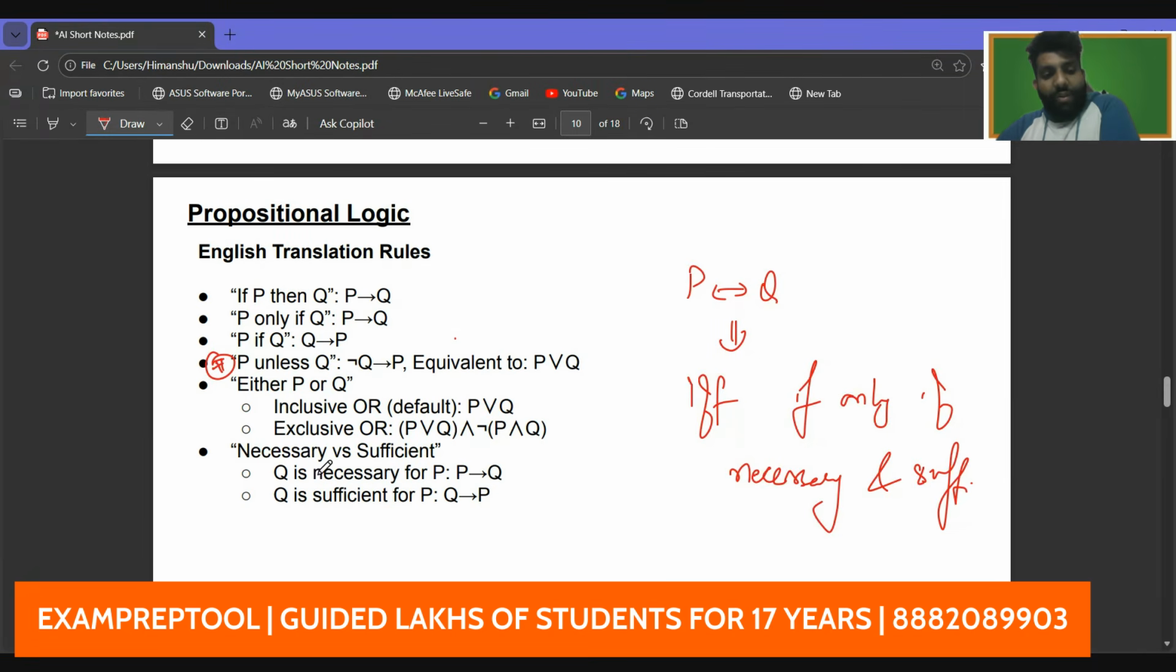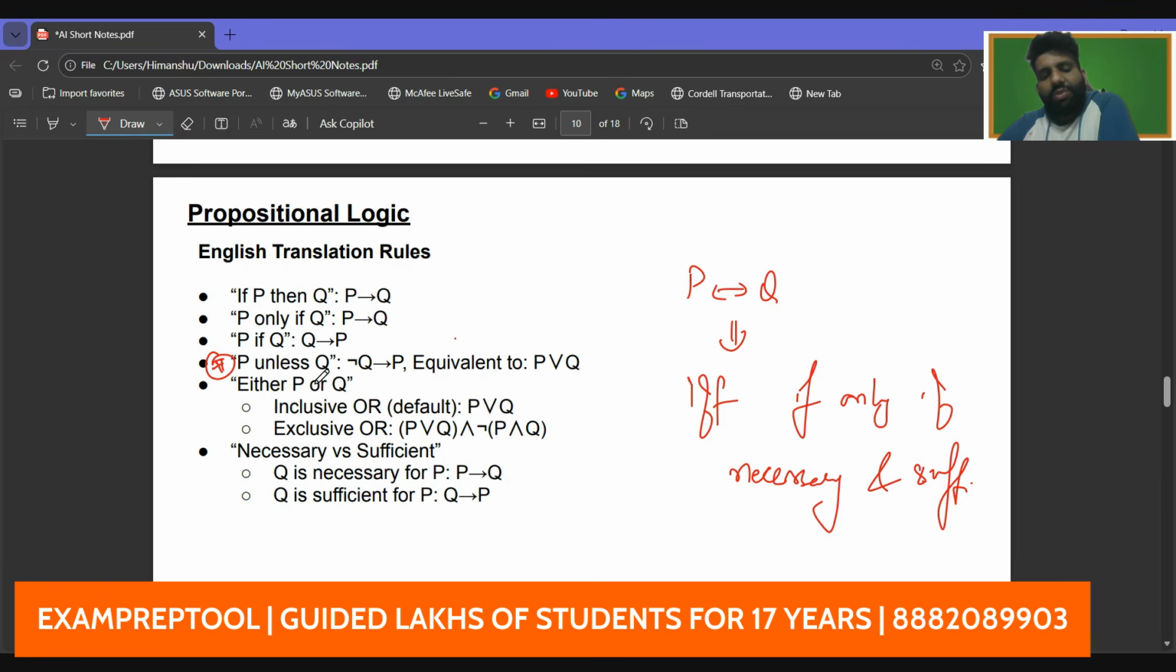Now, if we have just one, that means Q is necessary for P. In that case, it means we have to write P implies Q. If we say Q is sufficient for P, in that case, we have to write Q implies P. Why is it so? When I'm saying Q is necessary for P, I know that Q would be required always for P. That means if P has occurred, that means Q was definitely there. So that means P implies Q. Now, when I say Q is sufficient for P, what I'm saying is Q alone can handle P. That means if Q is done, then P would also be done. So I hope with respect to this, it's clear.